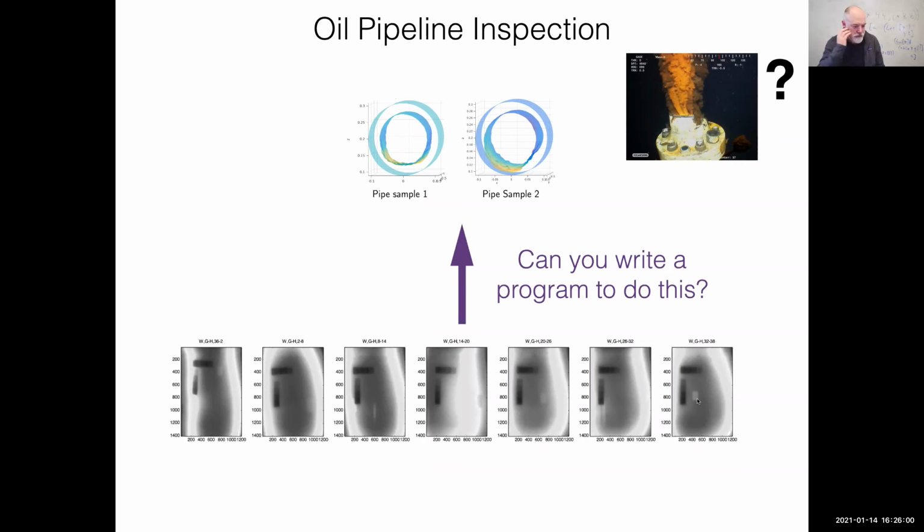Okay. So basically, they take this robot and they go around and they take 1, 2, 3, 4, 5, 6, 7 pictures in different orientations of the same pipe. And then the question is, what's the internal shape of the pipe? What does the internal surface of the pipe actually look like? Can any of you write a program to go in that direction? If so, how?